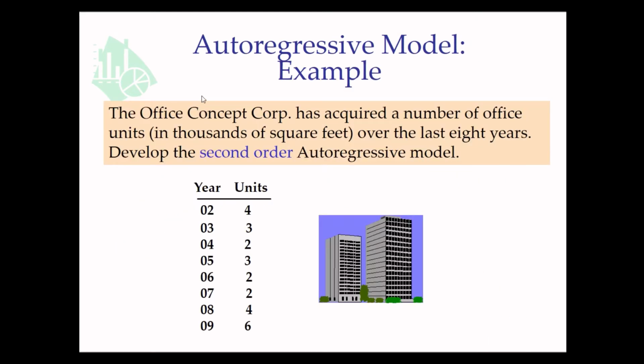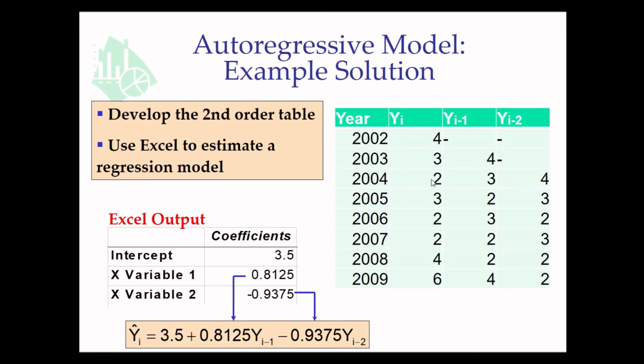Here is an autoregressive model example. We have a company that has acquired a number of office units over the last 8 years. We want to develop a second-order autoregressive model. So here, we put the year here, then we have yi minus 1, and yi minus 2.